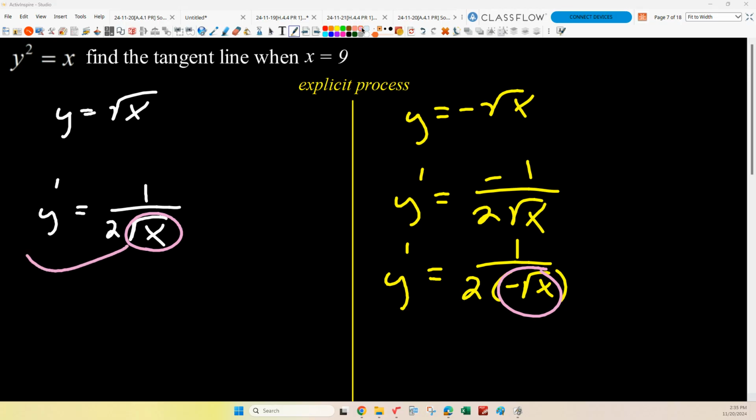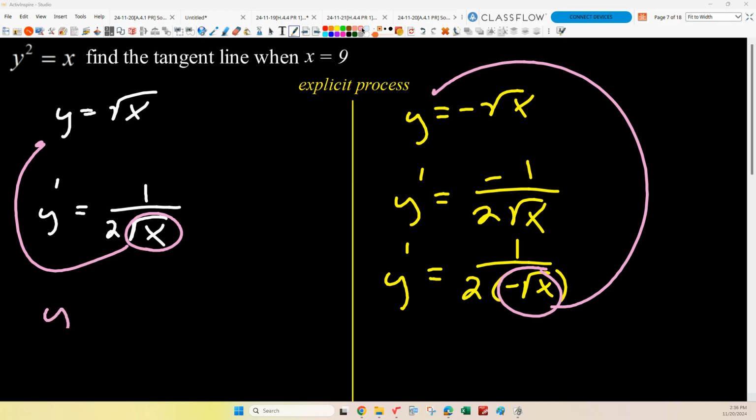Over 2. What would you do? Y. That's what I started with. That's the original function, isn't it? Okay. So I could have written that as y prime equals 1 over 2y. And that's what I originally started with for my function. So I could have written this one as y prime equals 1 over 2y. Okay? Right? How could we get there more quickly?